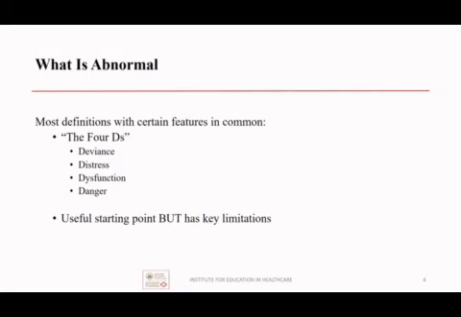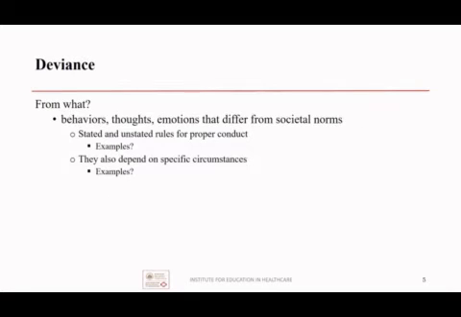So when we think about the range of what's normal versus what's abnormal, we have to think about these 4 Ds. And these 4 Ds are characterized by deviance, distress, dysfunction, and finally, danger. So deviance, in a sense, is what is different than what would be socially acceptable, what would be outside the range of societal norms. So if the client is exhibiting behaviors, thoughts, and emotions that differ from those societal norms, then we would consider them to be somewhat deviant.